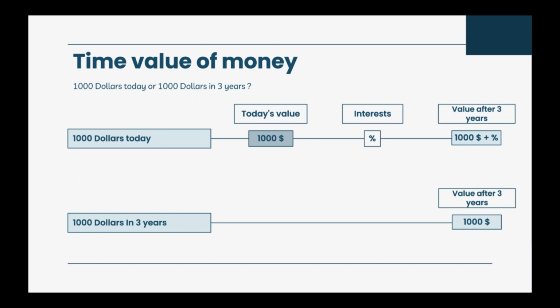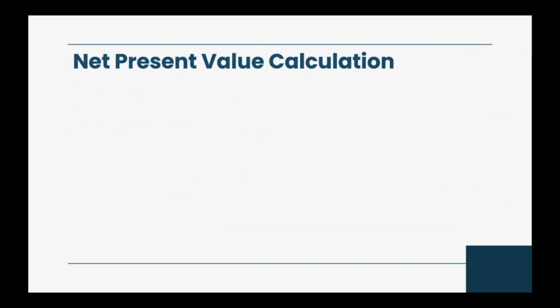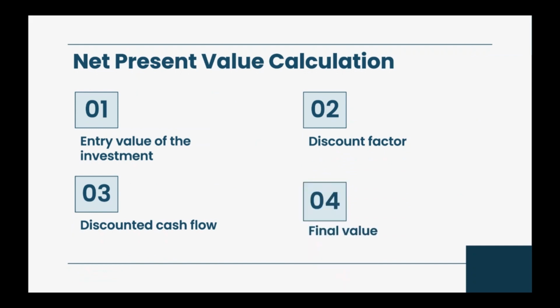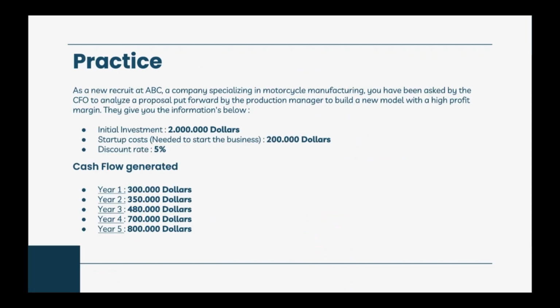To do this, they will opt for a calculation that reports all cash inflows, net cash flow, and outflows, initial investment, to today's date. The net present value is calculated in 4 essential steps. 1. Determine the entry value of the investment. 2. Calculate the discount factor for each year. 3. Multiply net cash flows by the discount factor. 4. Subtract the initial investment from discounted net cash flows. Let's use an example to put these elements into practice.